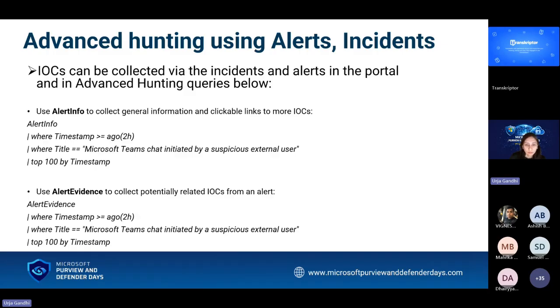You can use alert info, and what it will give you is basically information about clickable links. For example, you're using the alert info table, and you can say title equal to the Microsoft Teams chat which was initiated by the suspicious external user. You can use alert evidence also to collect potentially related IOCs from a particular alert. So again, that comes in handy as well.